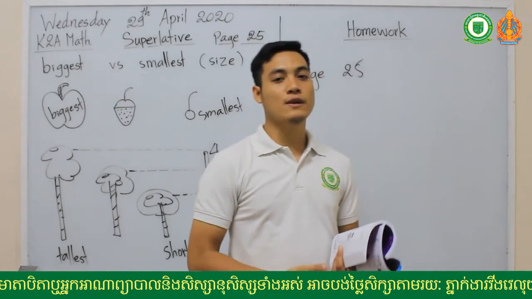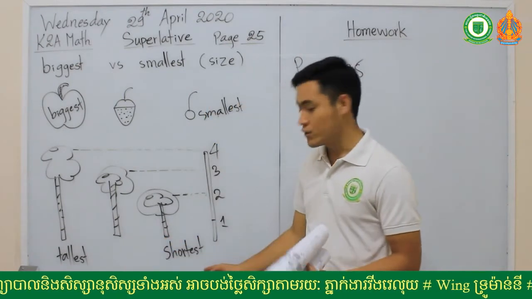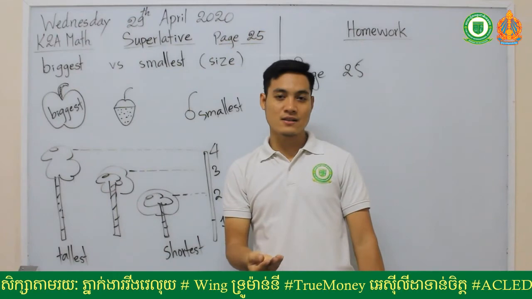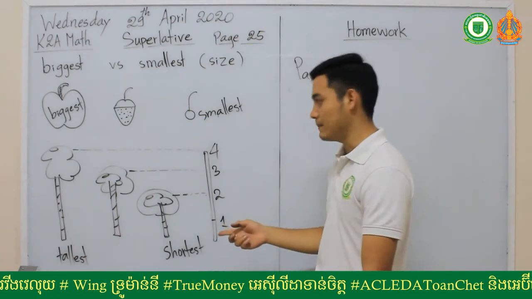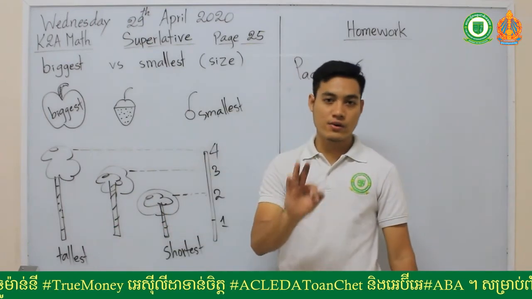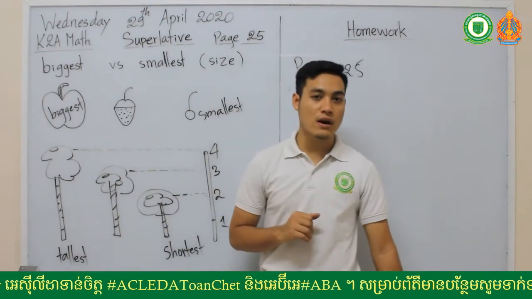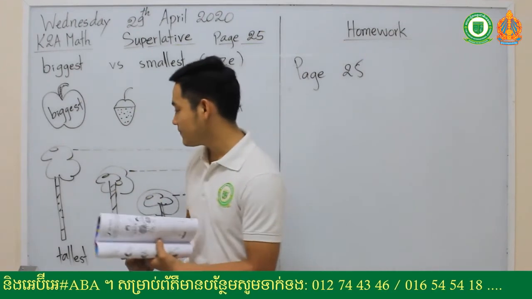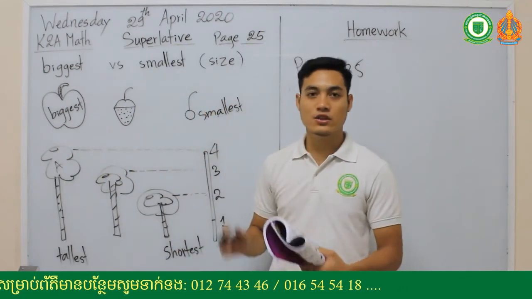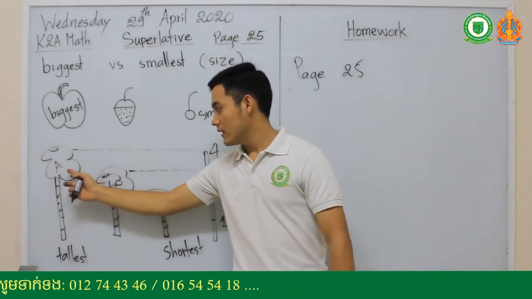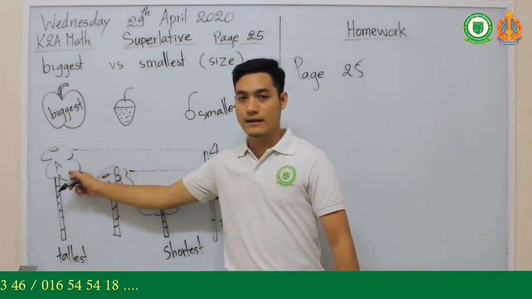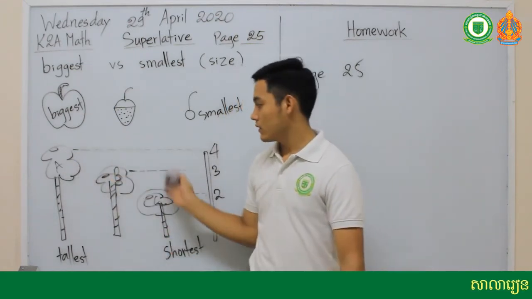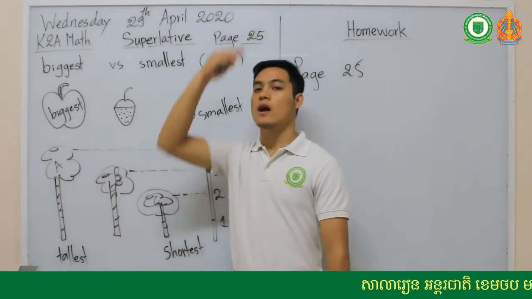Another part you also learned about is the words tallest and shortest, when we want to compare the height of three things or more than three things. Look at the pictures right here. There are three trees, and you can find out which one is the tallest one. It is tree A right here, because when we compare A to B, A is taller, and when we compare A to C, A is still taller. So we can say that tree A is the tallest tree.